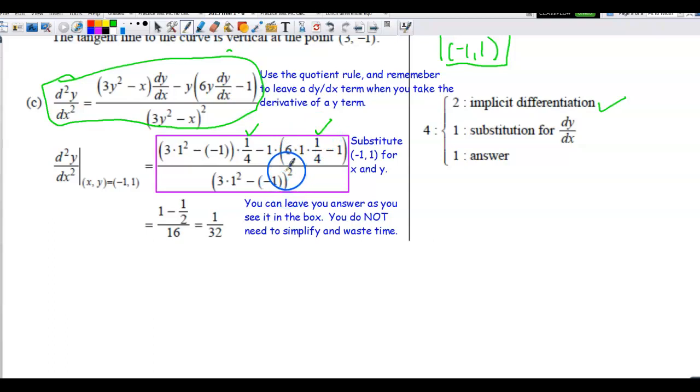It never hurts to redo a problem, even if you already know how to do it or what's going to happen. You just make sure you get that practice in.